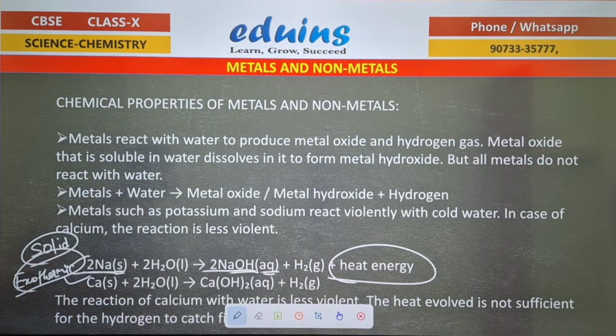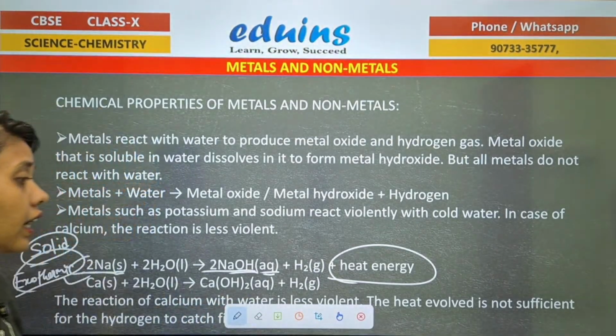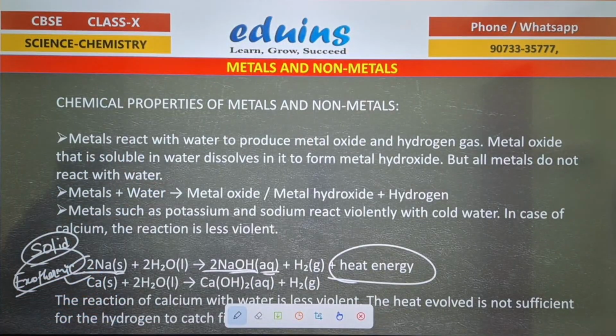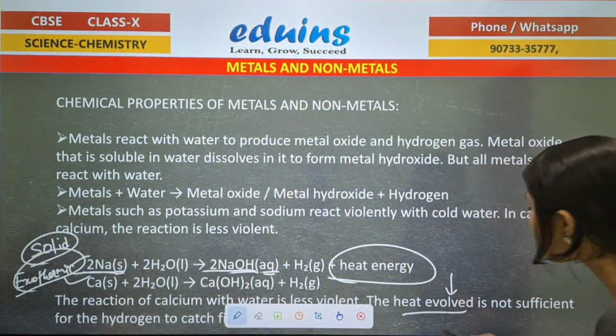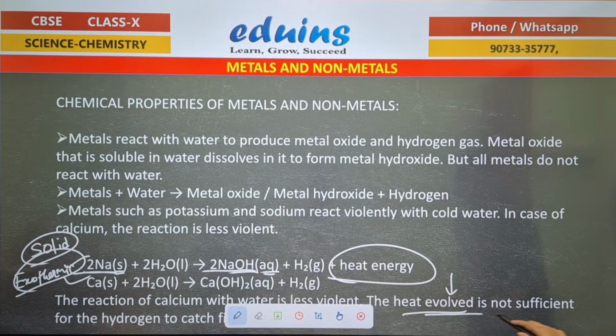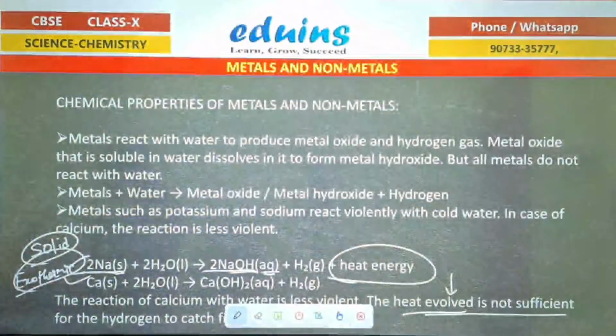Now, the reaction of calcium with water is less violent. The heat evolved is not sufficient for the hydrogen to catch fire. So, how do the metals catch fire? When sodium and potassium react with water. So, the reaction of calcium with water is less violent. The heat evolved is not sufficient. This is the main point. But for sodium and for potassium, the heat evolved is more than sufficient for the hydrogen to catch fire. So, there occurs fire. Okay. So, now, the next question.